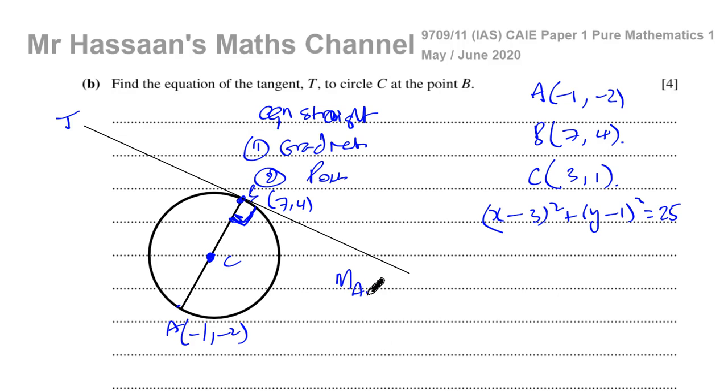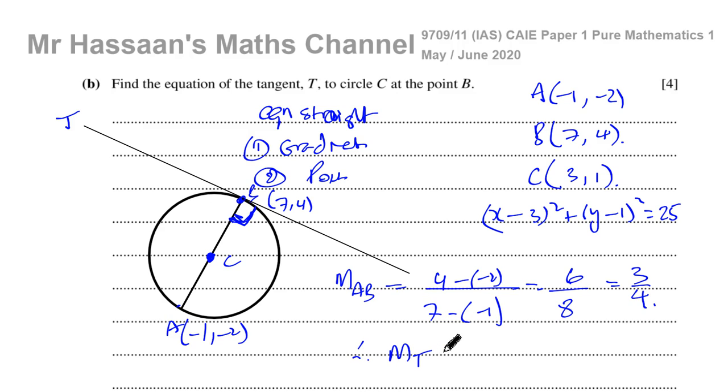So let me find the gradient of the line AB. The gradient of AB is going to be the change in y, which is 4 minus 2, over the change in x, which is 7 minus 1. That's going to give you 4 minus 2, which is 2, over 7 minus 1, which is 6. So that's going to give you 1/3. So that is the gradient of AB. So therefore, the gradient of the tangent is going to be the negative reciprocal of this, which is minus 4/3.